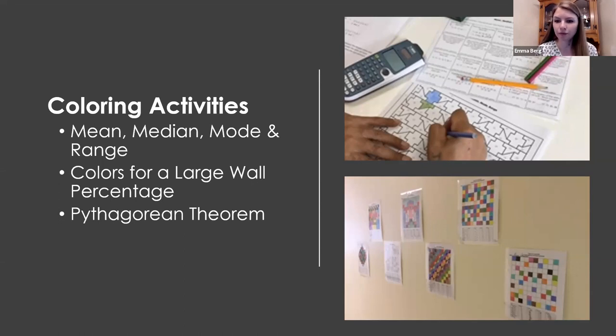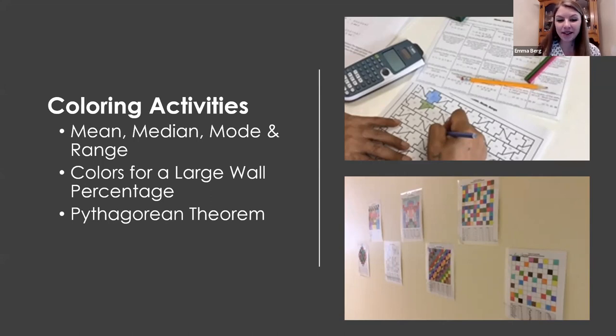If you look closely at the top picture, you can see the student has one page with mean, median, mode, and range questions. And then the bottom page has spaces and shapes with numbers. Whatever answer they get to their mean, median, mode, range question, they're supposed to color that in a certain color on their answer sheet. It's a fun activity, I really enjoy doing it, but it does take a little bit of time to color that in. So just be prepared for that. If you choose to do a color by number, remember it takes time for them to do the coloring.